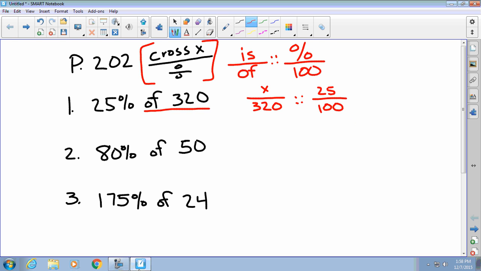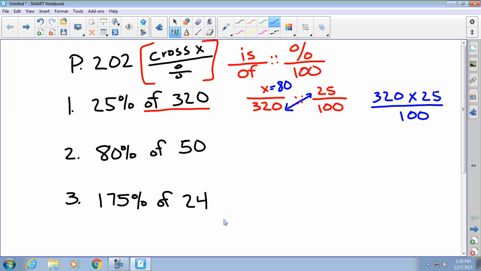Now that should look very, very similar to what we did, as I said, in chapter 4, where we cross multiply and divide to get our answers. We're going to take 320 times 25. Once we get that answer, we're going to divide it all by 100. And again, you'll be able to use your calculators here. So we take 320 times 25. That's 8,000. 8,000 divided by 100 is 80. So our answer for this one would be 80. 80 over 320 is the same as 25 over 100.